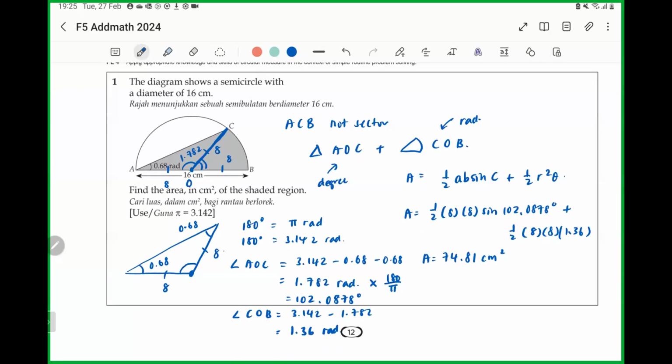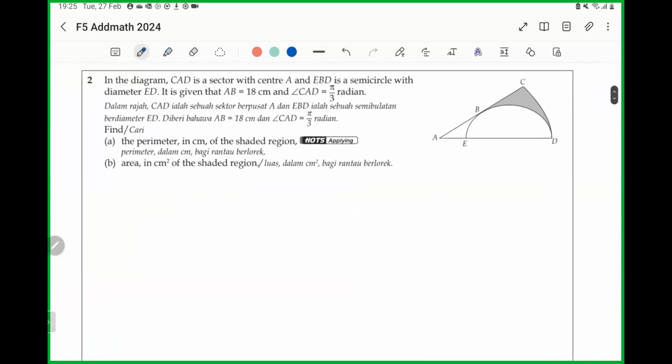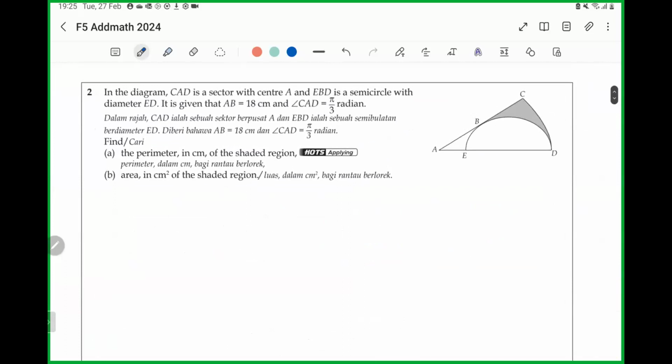Okay. Next question, this one. In the diagram, CAD is actually a sector. It tells you it is a sector already, so that means this one and this one will be the same length. And then EBD is actually the semicircle with the diameter of ED. It's given that AB equals 18 cm.